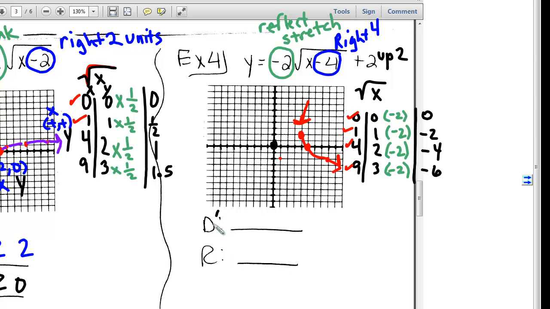Domain. Domain are my x values. This graph starts at 4, 2. It ends somewhere down here in infinity, out positive units, down negative units. The x values are from 4 to positive infinity. So my x is greater than or equal to 4.